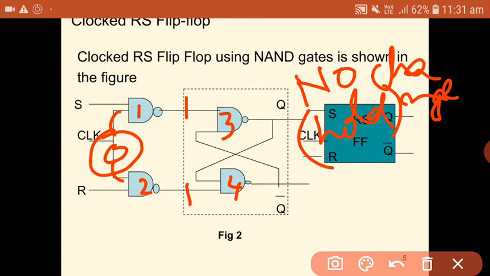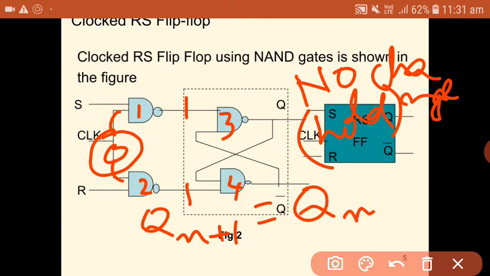If you are not applying any clock, that is the meaning of clock is equal to 0, then the output of the RS flip-flop will be equal to its previous state only. If I assume Qn plus 1 is the present output state, then Qn is the previous output state. So when clock is equal to 0, the present output of the flip-flop will be equal to its previous output. Qn plus 1 is equal to Qn. That is the meaning of making clock equal to 0.